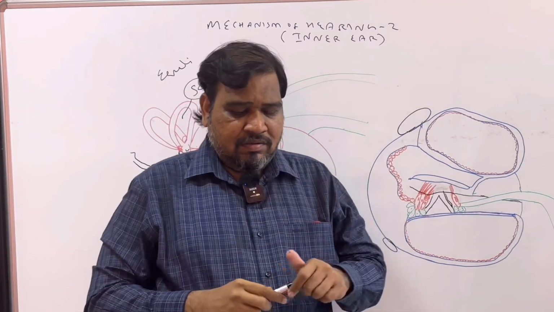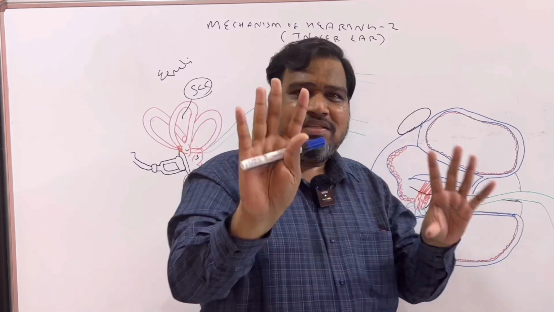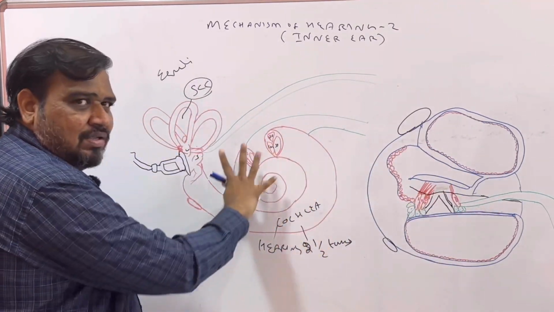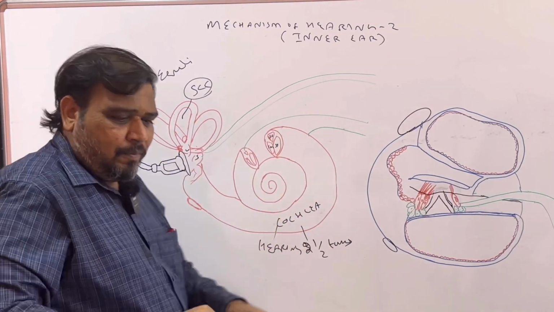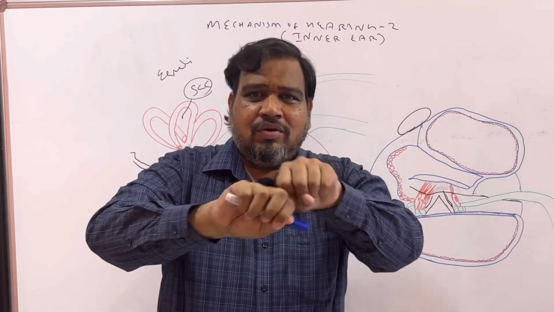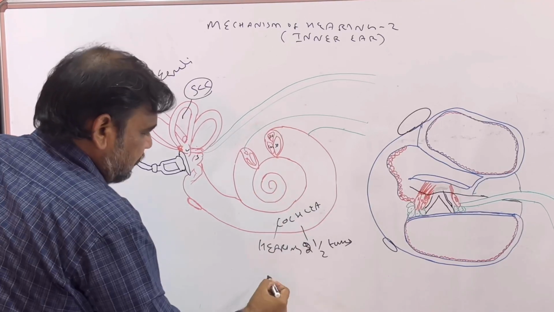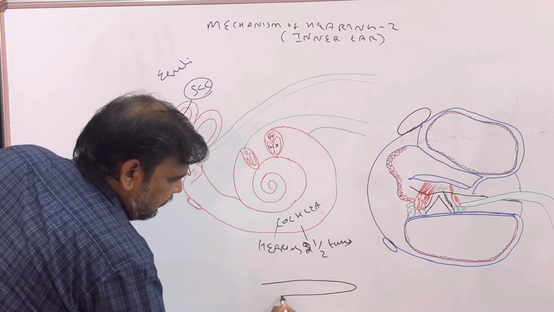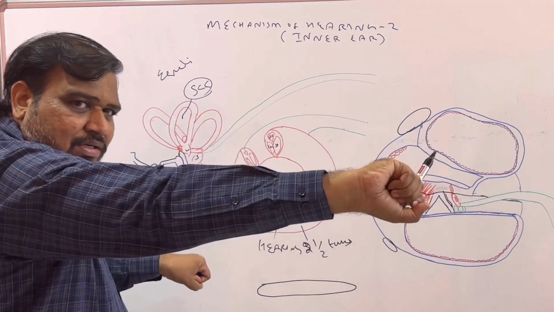Imagine, for example, this is the cochlea, with 2.5 turns. Imagine a snail, simple. The cochlea is in the form of a snail which has 2.5 turns. Now I am taking the coiled snail and making the coil into a straight tube, simple. This coiled tube, I am taking it and making it straight.